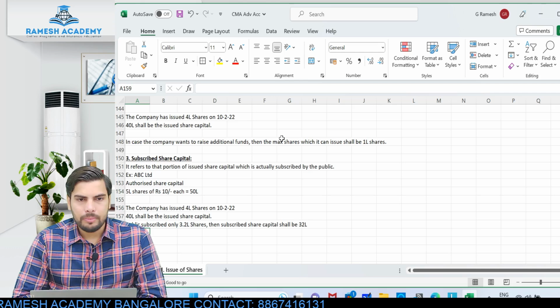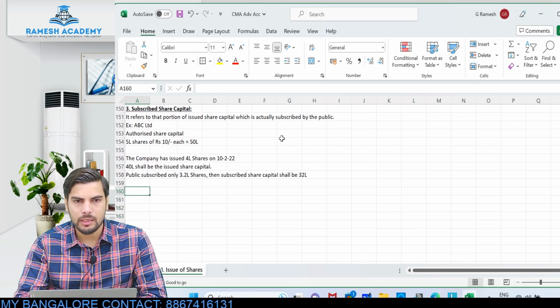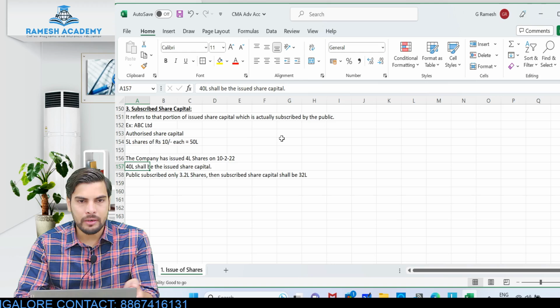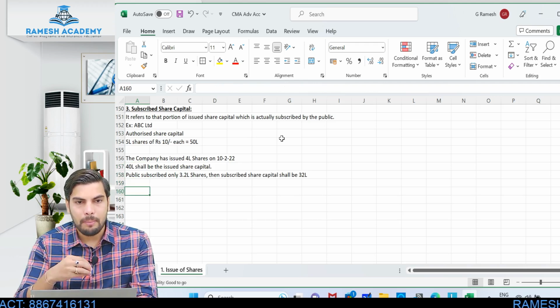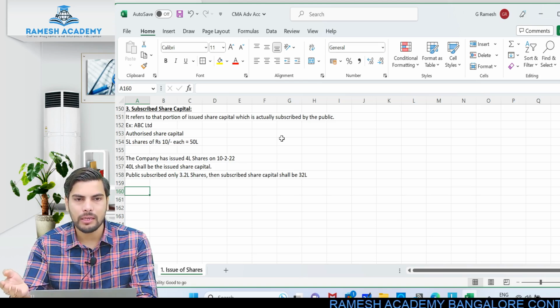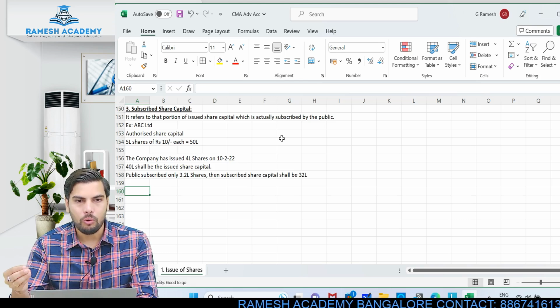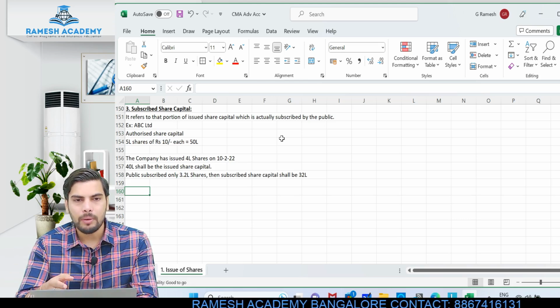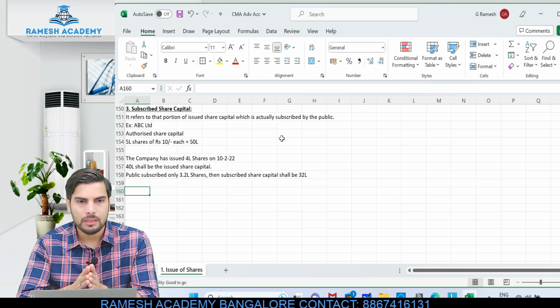Clear? So the company issued 4 lakh shares. Out of this 4 lakh shares, if only to the extent of 3.2 lakh shares are subscribed by the public, then this 32 lakh rupees will be treated as what? This would be treated as subscribed share capital. Clear? So the company is issuing the shares. For what purpose do you think the company is issuing the shares? Just for the public to subscribe them. So out of this 4 lakh shares, there might be various possibilities. Public came forward and subscribed for the entire 4 lakh shares, 40 lakh rupees would be the subscribed share capital. Or the public are subscribing only to the extent of 3.2 lakh shares, so 32 lakh rupees will be the subscribed share capital.